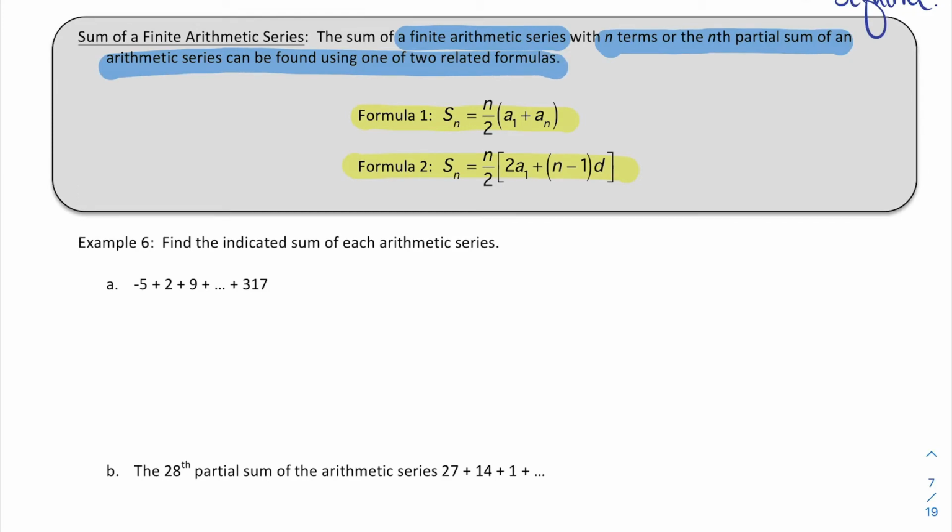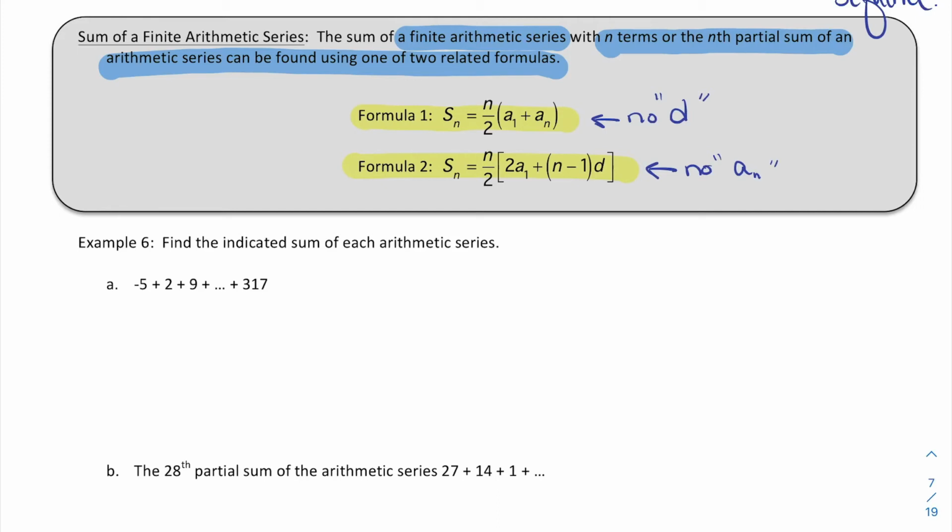So I want you to look at these formulas for a minute. They do the exact same thing. Both of them are finding the sum. The first one has a sub one, a sub n, and n. There is no common difference built in. There's no d value. You have a beginning and an end and the number of terms. In formula two, you have the number of terms, you have the first term, you have the difference and the end. This one has no a sub n. It has no last term.